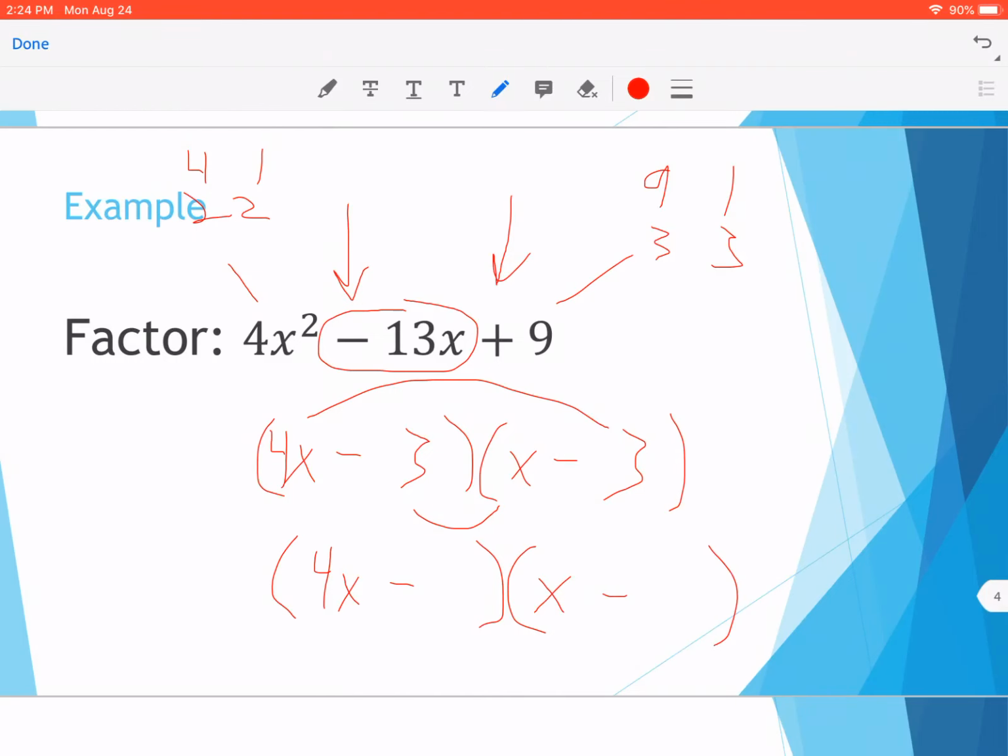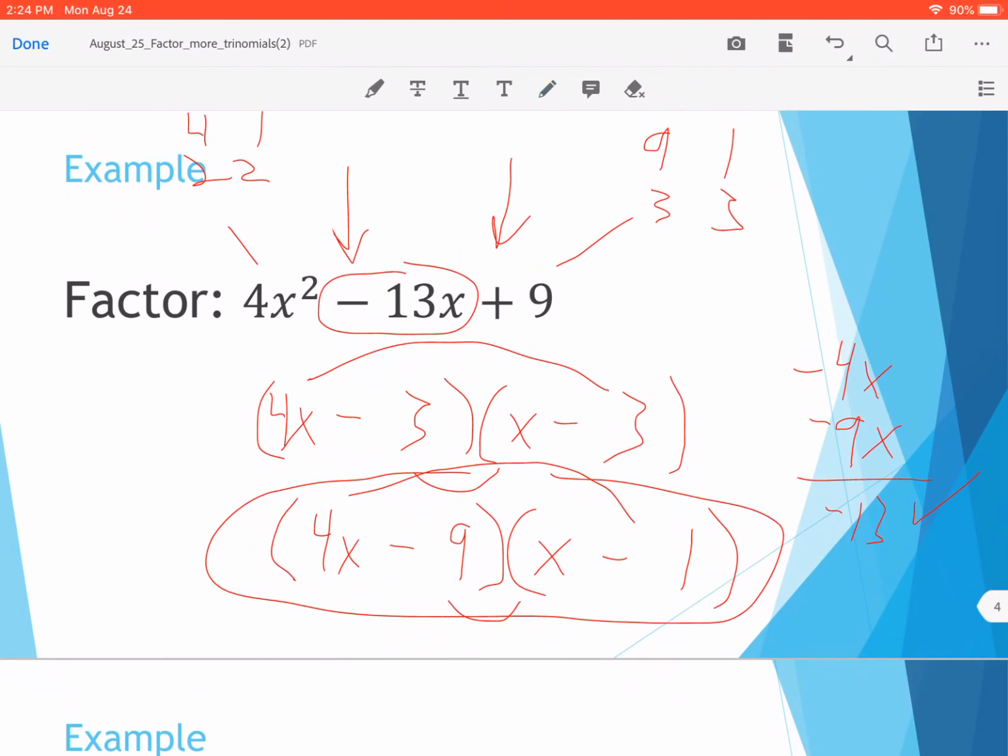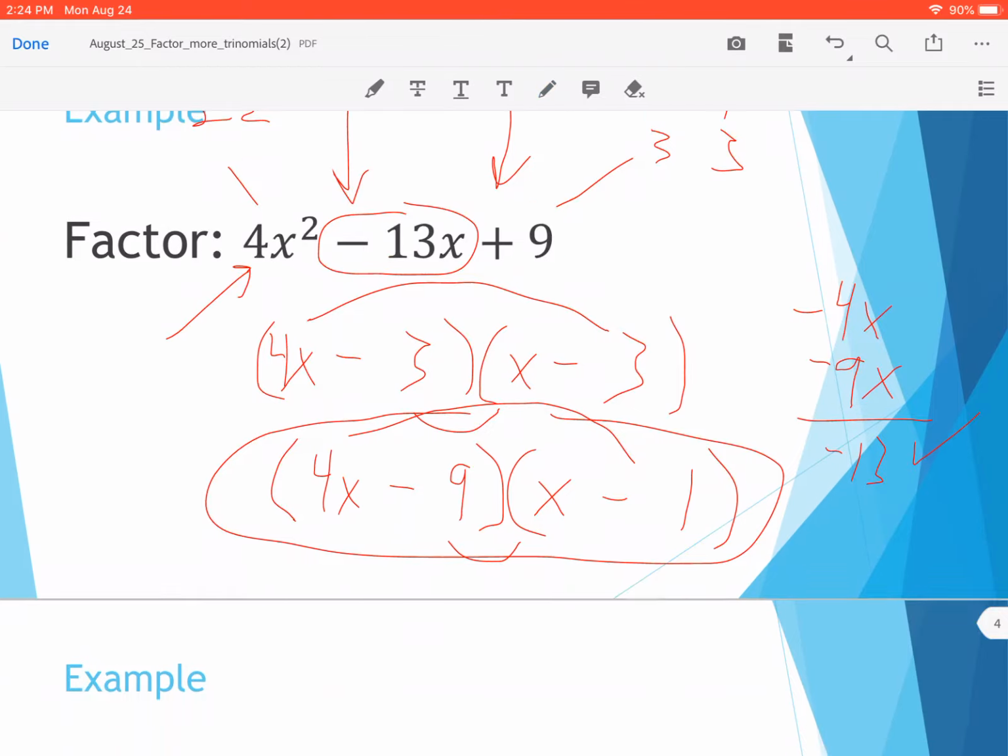All right, so let's look here. What if I put the 9, then the 1? 4x times negative 1, that's negative 4x. Negative 9x times 1 is minus 9x. Is a negative 4 and a negative 9 combined give you a negative 13? Yep, there's your match right there. So there it is right there. And again, this is really only if this leading number is not a prime number.